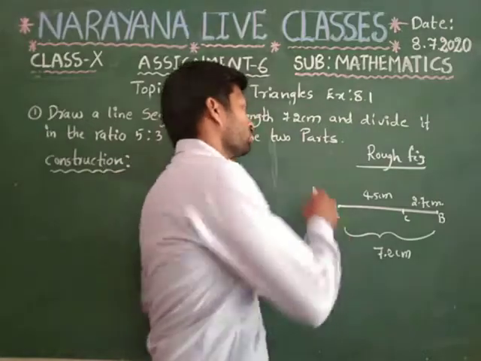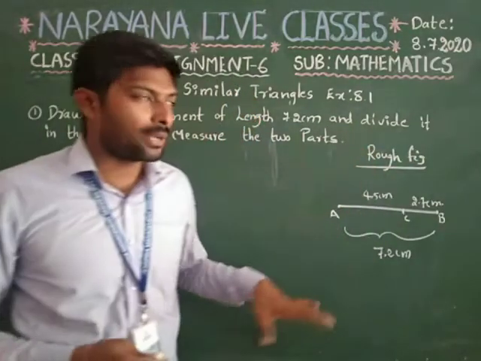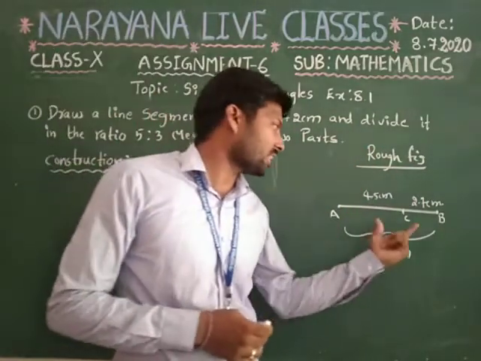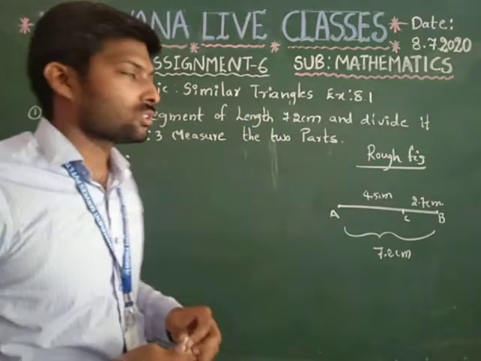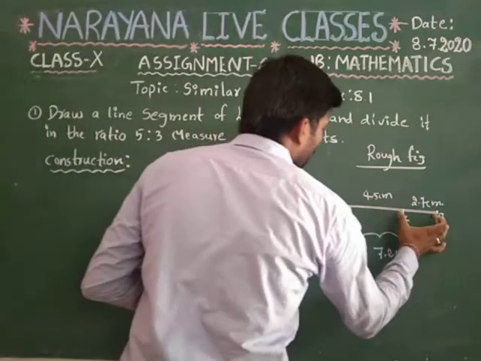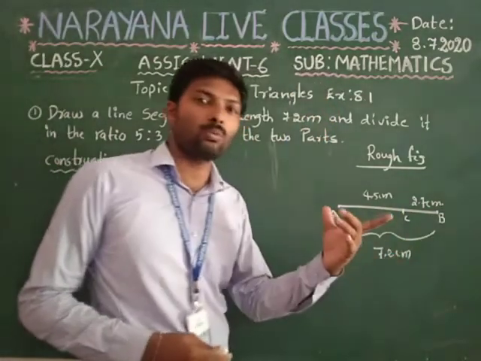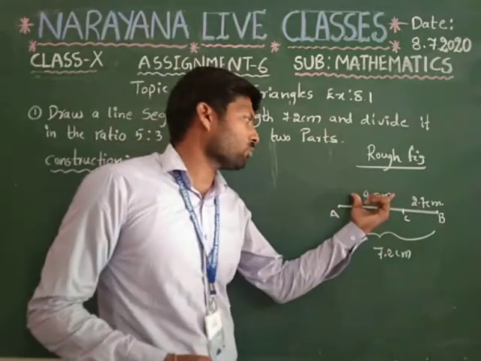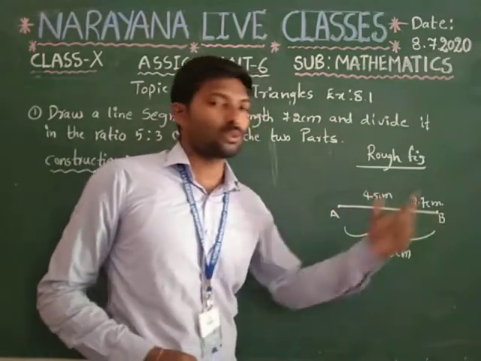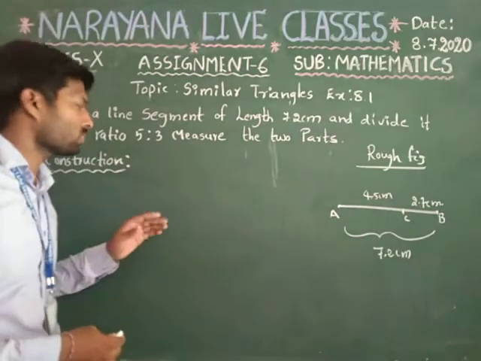Okay, so first of all we have to draw a rough figure based on the given measurement, whose length is 7.2 centimeter. After the construction, we have to divide this line segment AB into two parts such that AC is 4.5 centimeter and CB is 2.7 centimeter. So let's go for the construction.